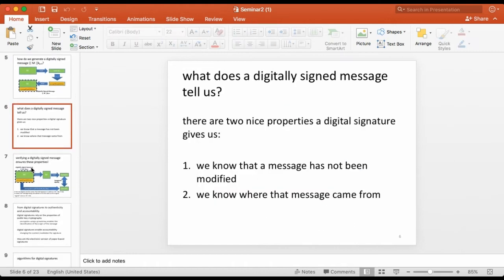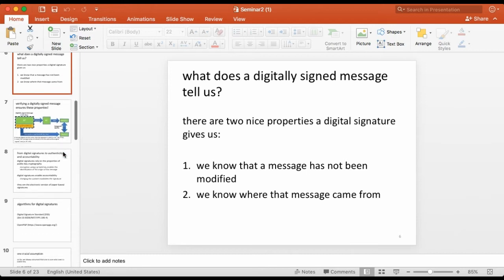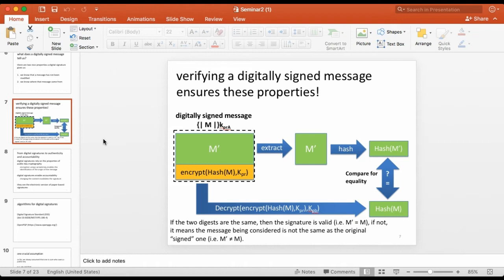So what does a digitally signed message tell us? It tells us two things. The first property that we obtain from this is that we know that the message has not been modified. And the second thing is that we should be able to know where the message came from, or what the origin of this message was. Now, these two properties are obtained through what we call the validation, or the verification, of a digital signature, which essentially allows us to establish these two properties.